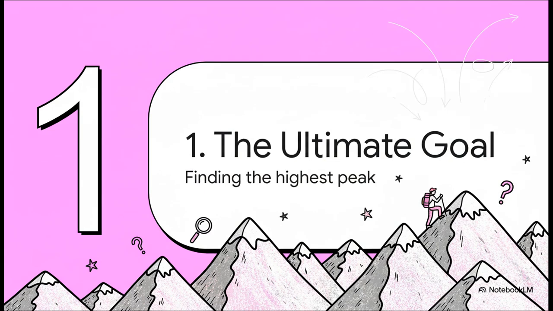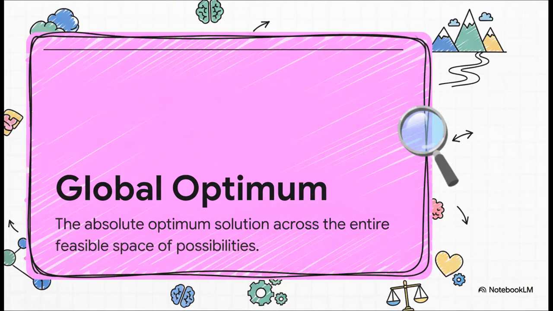So, to really wrap our heads around this, let's use an analogy. Imagine you're not just trying to climb a hill, your mission is to find the single highest point on the entire planet. That's the ultimate goal we're talking about. Now, in the language of AI, this highest point has a name, the global optimum.